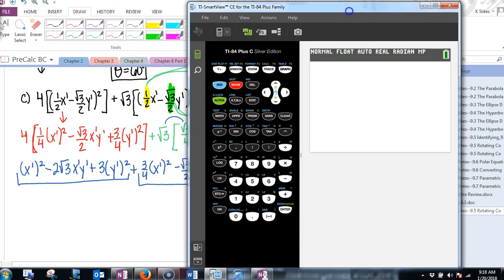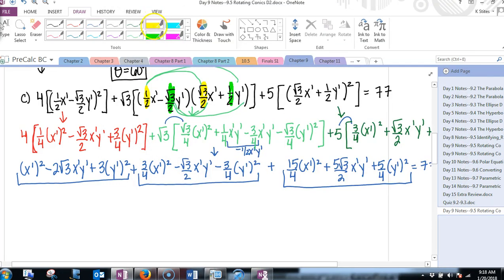Okay, so let's see here. We have a negative 2 root 3, a negative root 3 over 2, and a 5 root 3 over 2. Well, already they all have root 3's, so that's a good sign. So I'm just going to ignore the root 3's. You have negative 2 minus 1/2 plus 5/2. And I'm going to erase this. I'm just showing my work here.